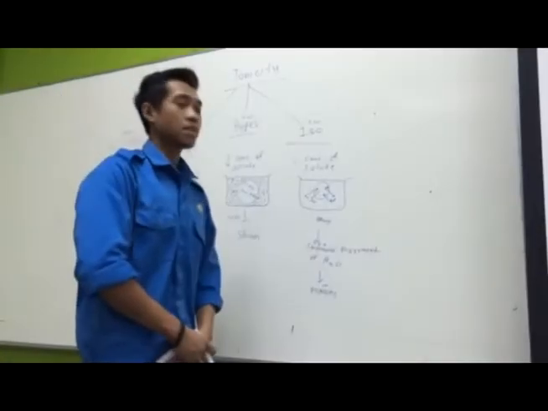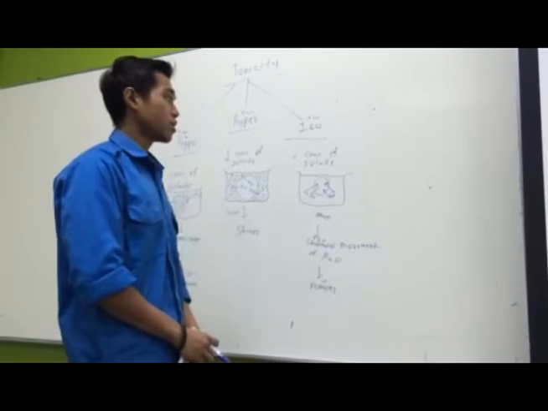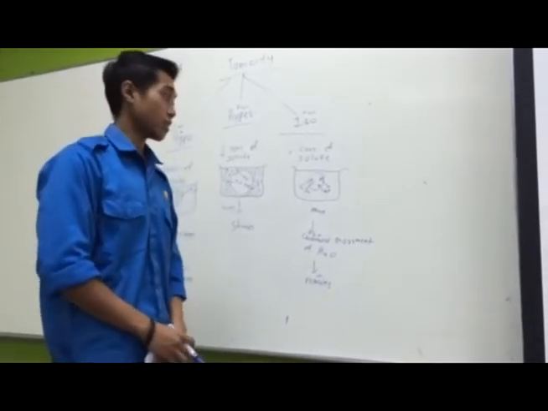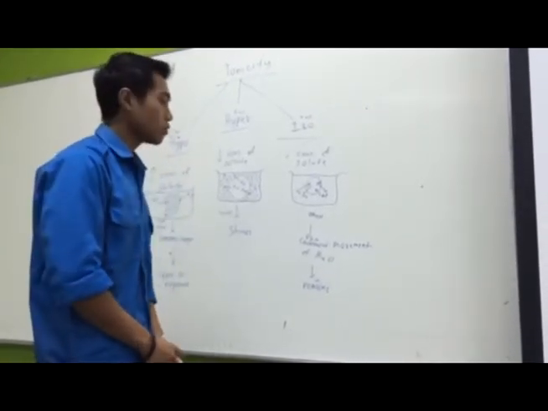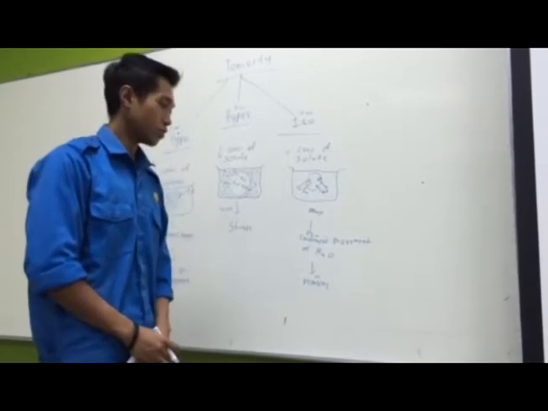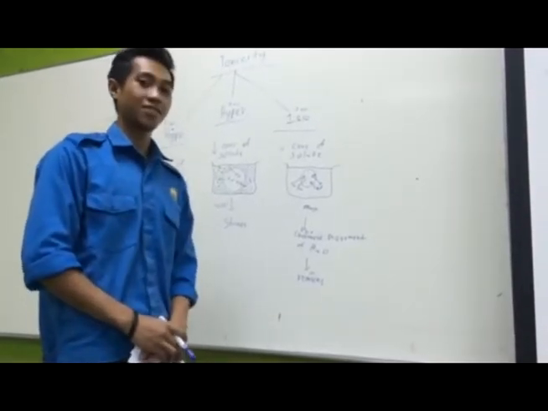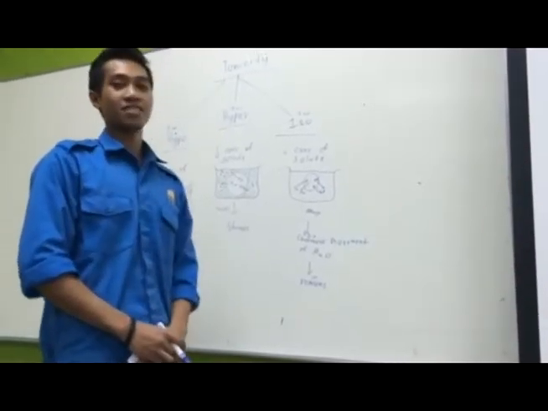If the solution is isotonic, the concentration of solute inside and outside of the cell is the same. Although there is a continuous movement of H2O, inside and outside of the cell remains the same.